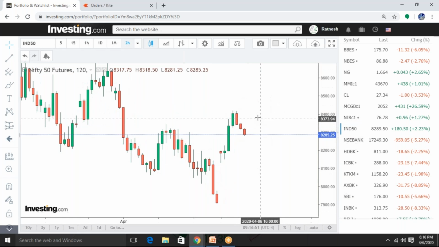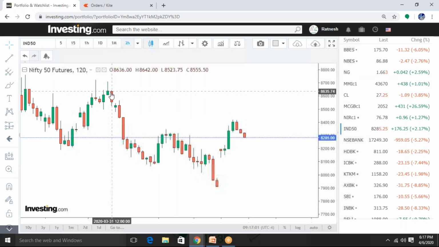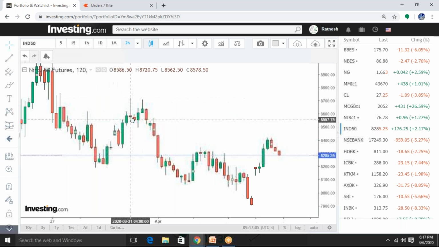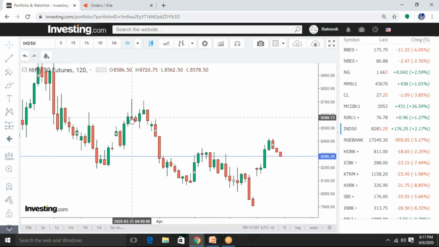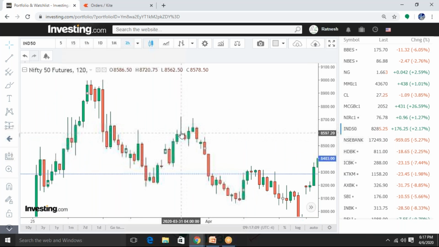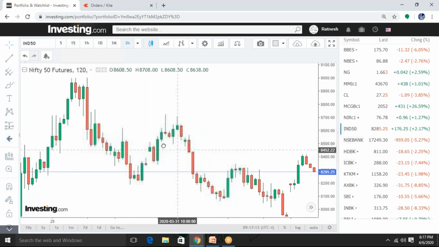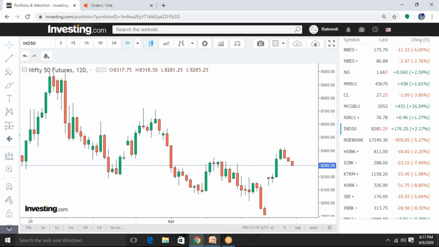This is almost a dark cloud cover. Almost dark cloud, or you can consider that tweezer top. I will discuss that thing. This was actually not a spinning top. This was a shooting star. These are almost shooting stars. I will discuss, don't worry.